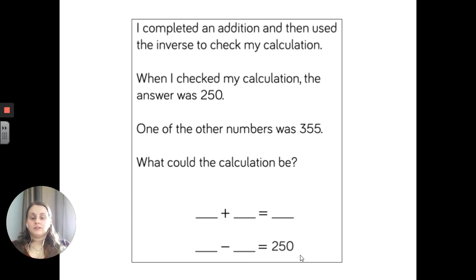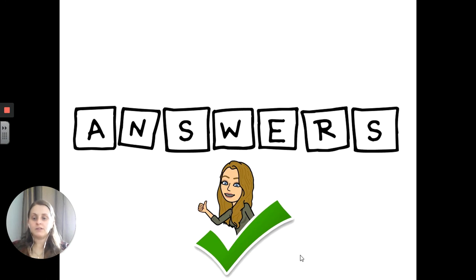Now, for the first one, where it says something add something equals something, you need to put 250 somewhere in that calculation. You have to have 250 somewhere in there. And one of the other numbers will also be 355. So have a go working out what it could possibly be, what combination you need to do. Okay, time for answers. So I'll just go on to the next few slides. Just pause your screen so you can check your answers after each page.